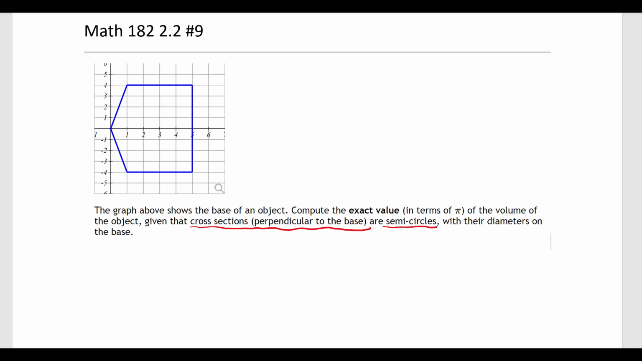So we have to go back and think about what is the area of a circle. The area of a circle, everyone knows, say it with me, is pi r squared. So for a semicircle, or half of a circle, it's going to be pi r squared over 2.